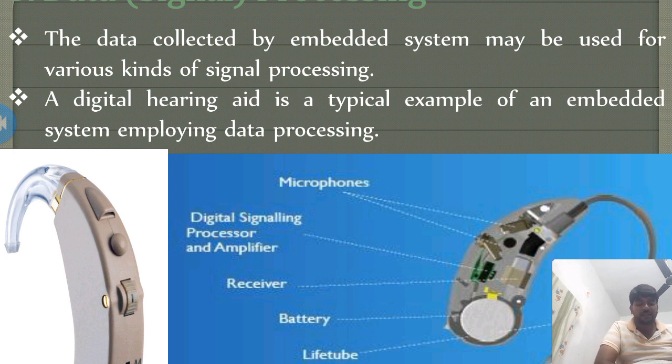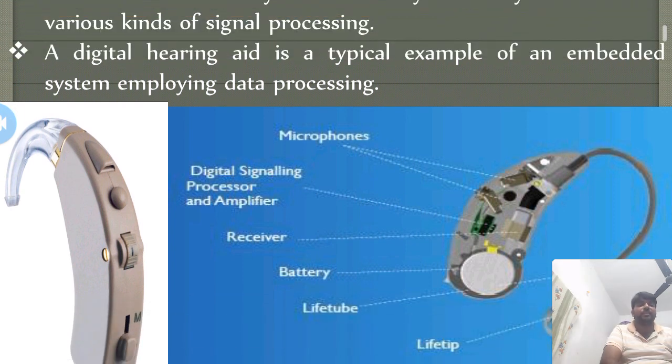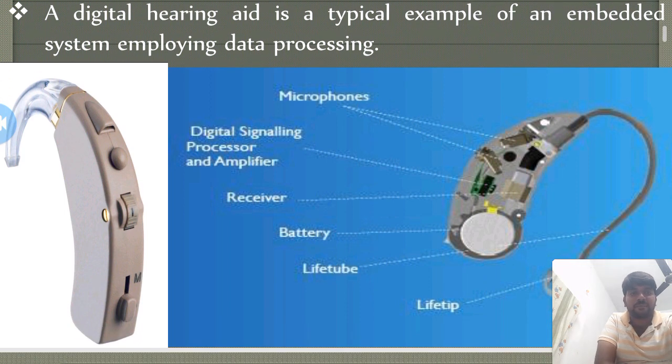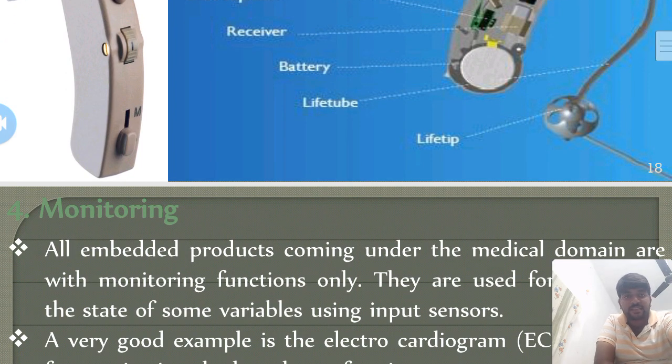The best example of signal processing employed by the embedded system is a digital hearing aid. It is used to enhance the hearing capability of a deaf person. Take that example: there are two microphones, and the data signal processing, an amplifier, is used to increase the weak signal to a strong signal, along with a battery and the receiver. These are the data signal processing.